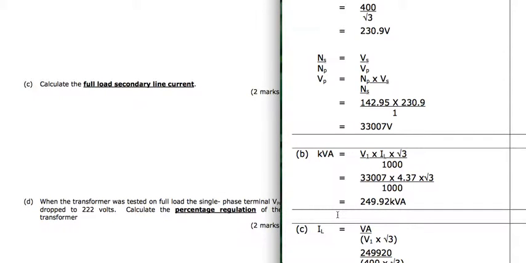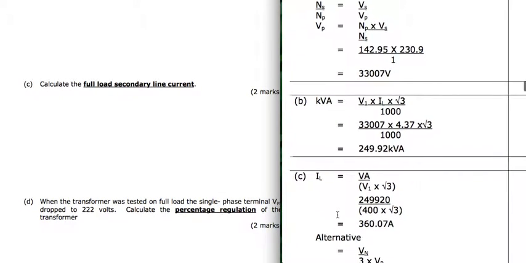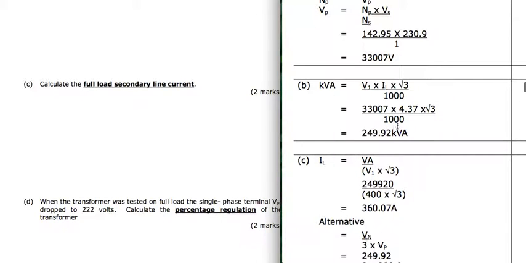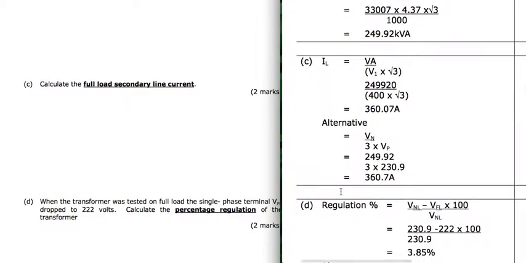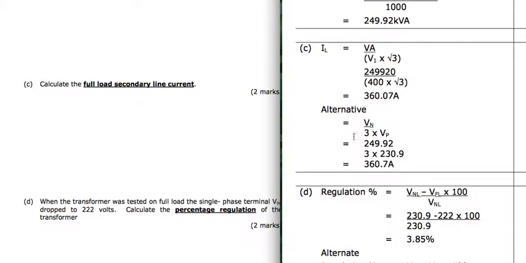The full load secondary line current, so we're going to use that value we just found there, that kVA, divided by our voltage times root 3. So our voltage here is 400. 400 times root 3, doing the brackets like that. 250 kVA divided by that gives us 360.07 amps. Well, they've done it an alternative way there. I would stick to this, finding that current there.